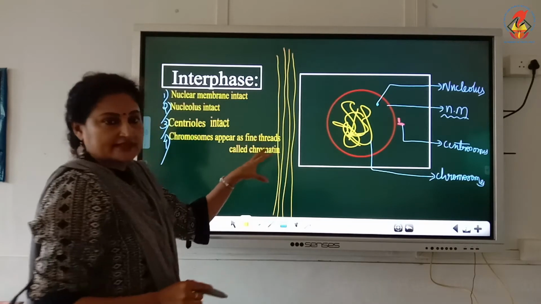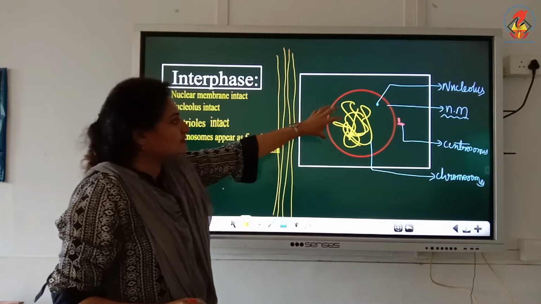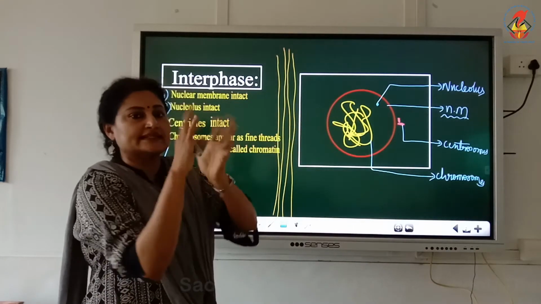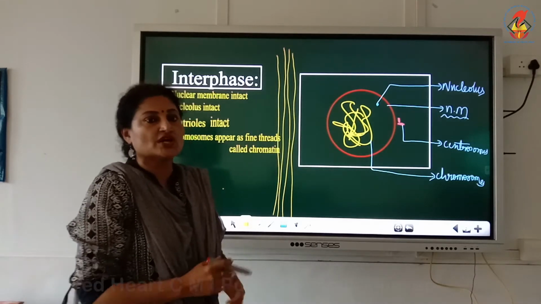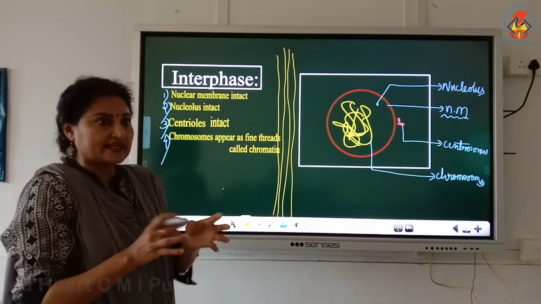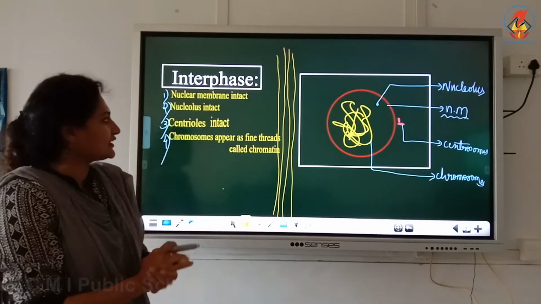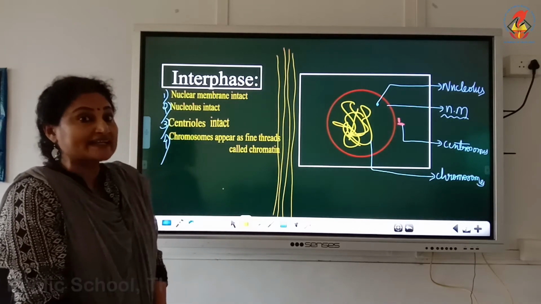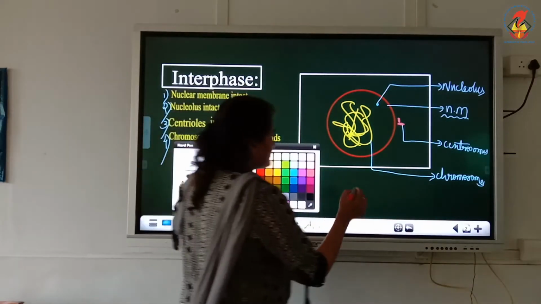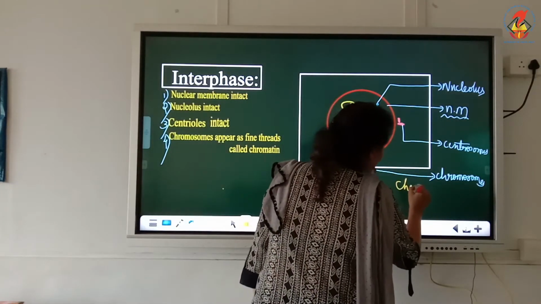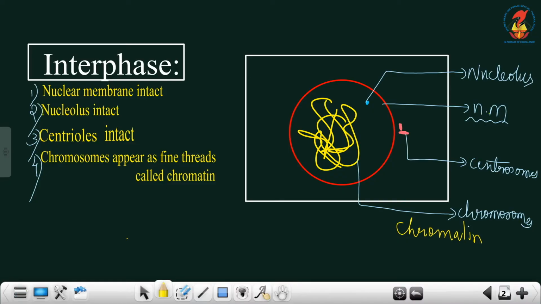To keep these fine threads in a small circle, it gets entangled. So in the interphase stage, chromosomes which are like a thread-like entangled mass or network are called chromatin threads. It is not referred to as chromosomes, it is referred to as chromatin threads or chromatin. So, to reword: chromosomes in the interphase stage are called chromatin.